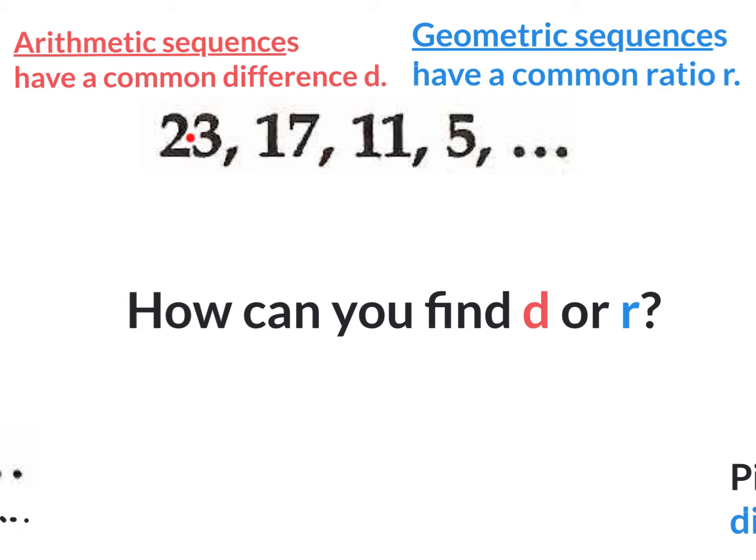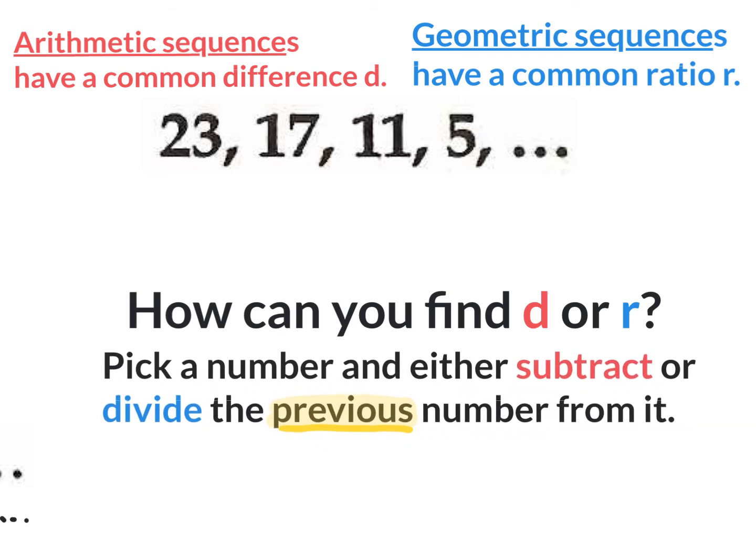Now you could already see 23, 17, it's decreasing, right? But the question is, do we have a common difference or a common ratio? And I really want you to write these notes down. Here's the answer, how to find whether you have a common difference or a common ratio. Pick a number and either subtract or divide the previous number from it. And I highlight previous because that's where the mistakes come from. You have to pick a number and subtract the previous one from it. That would make it a common difference if it's common in all terms. So again, I'm going to pause it right here, write this down, pick a number, either subtract or divide the previous number from it, and then in a couple of seconds, we'll continue.